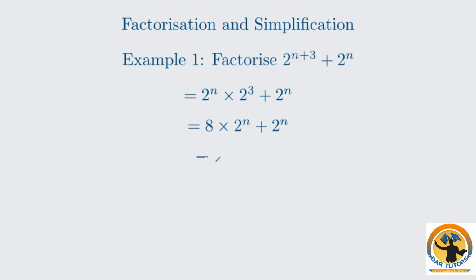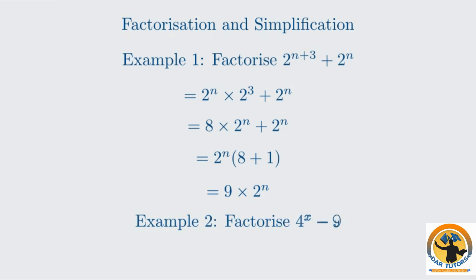We can see that 2 to the power of n is a common factor in both terms. We factor it out, leaving us with 8 plus 1 inside the parentheses. This simplifies to 9 times 2 to the power of n. Another common technique is to recognize the difference of two squares. We need to factorize 4 to the power of x minus 9.